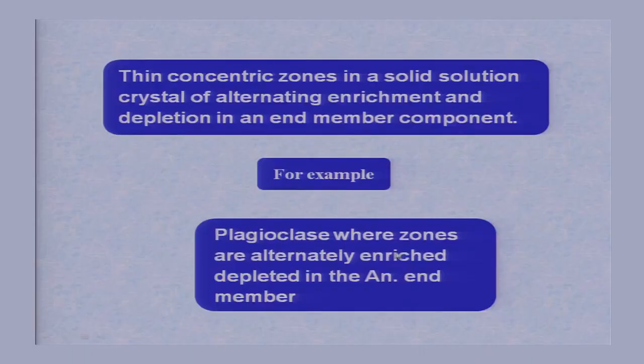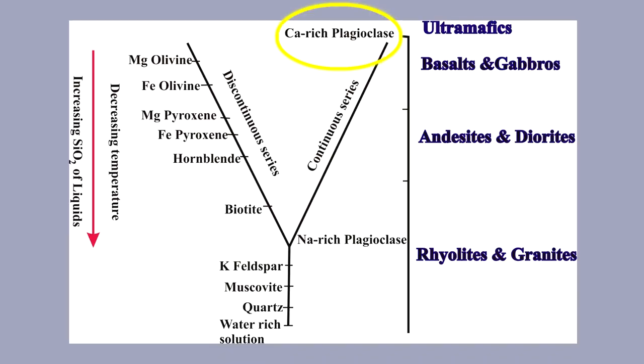As I said earlier, with the end members albite and anorthite, enrichment of one end member occurs at the same time as depletion of the other. The best example is plagioclase, where zones are alternately enriched and depleted in the anorthite end member. Anorthite is the first crystallized mineral; later on, the rings are alternately replaced by albite.